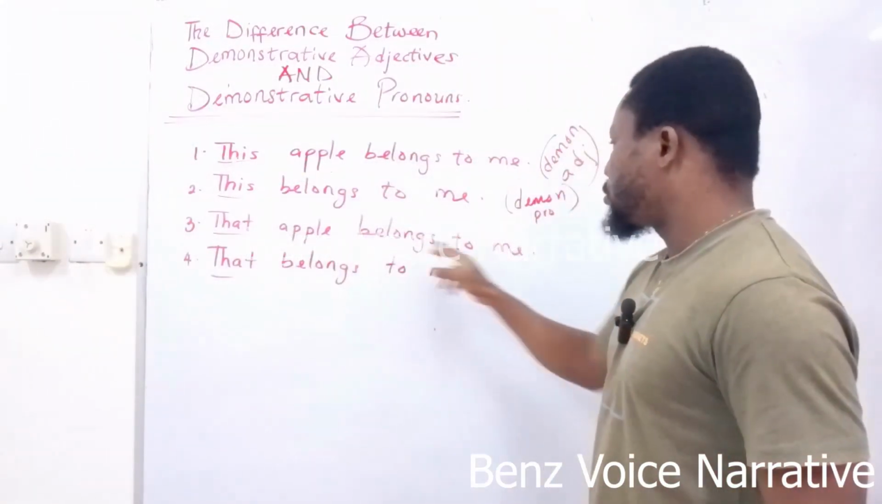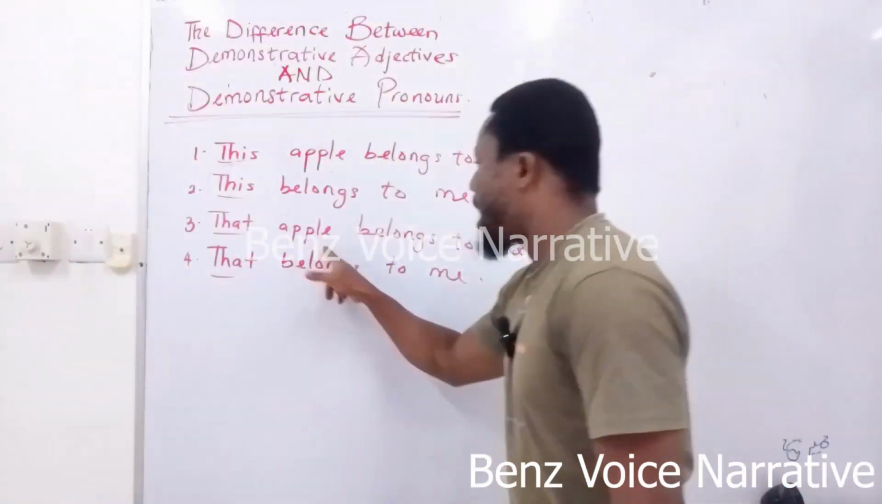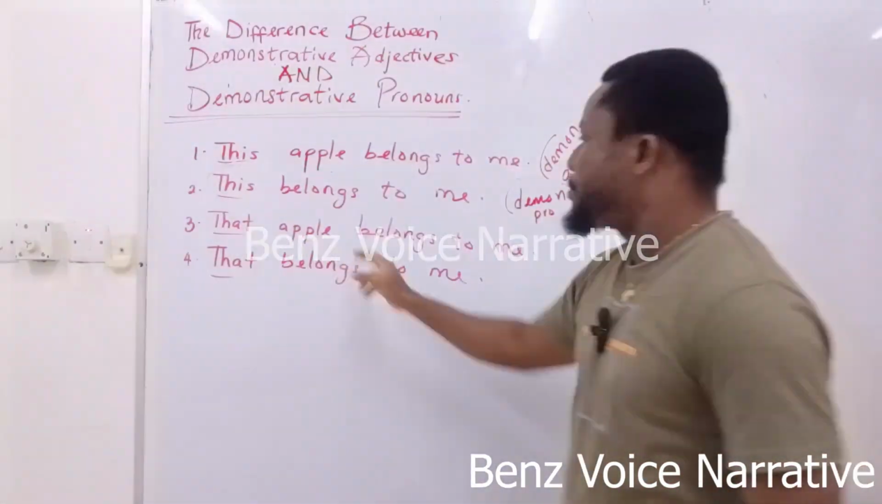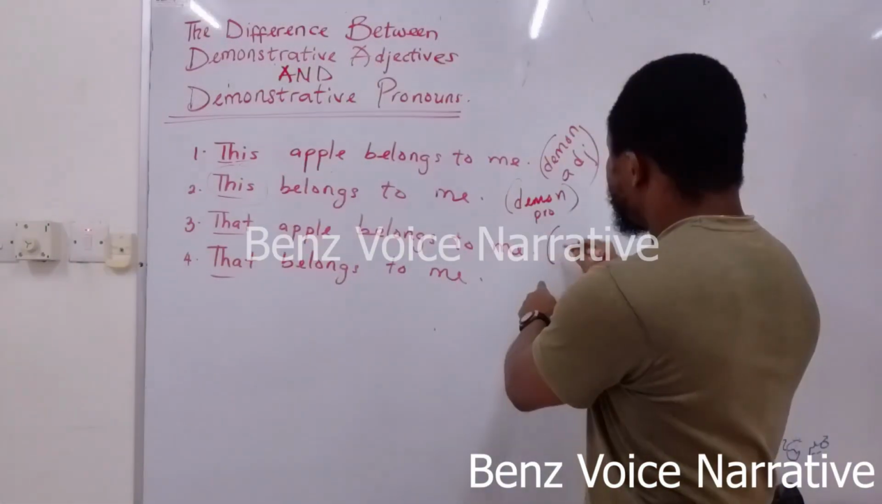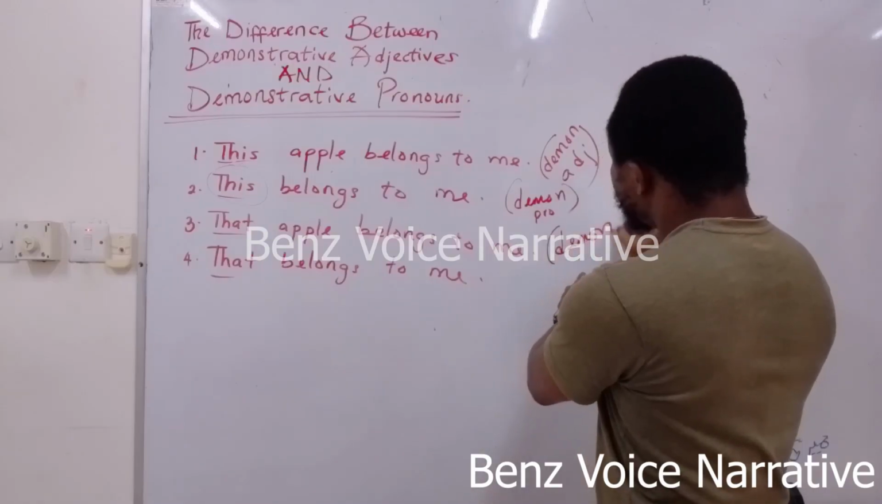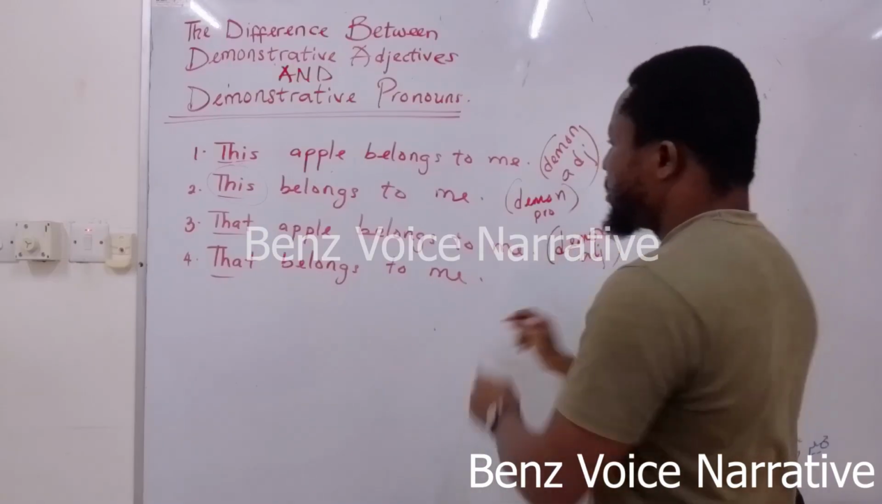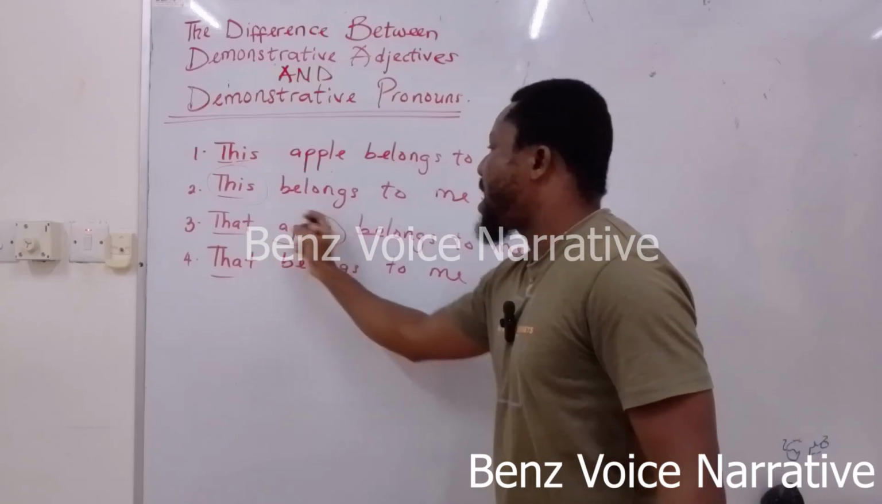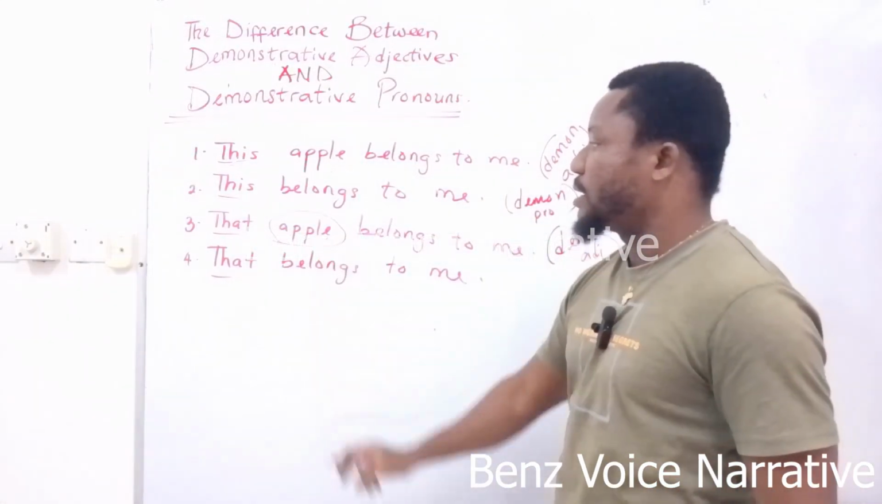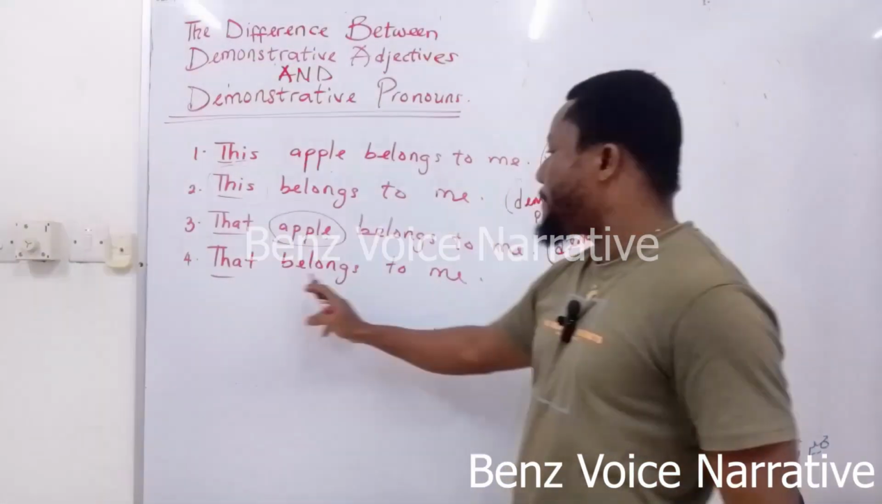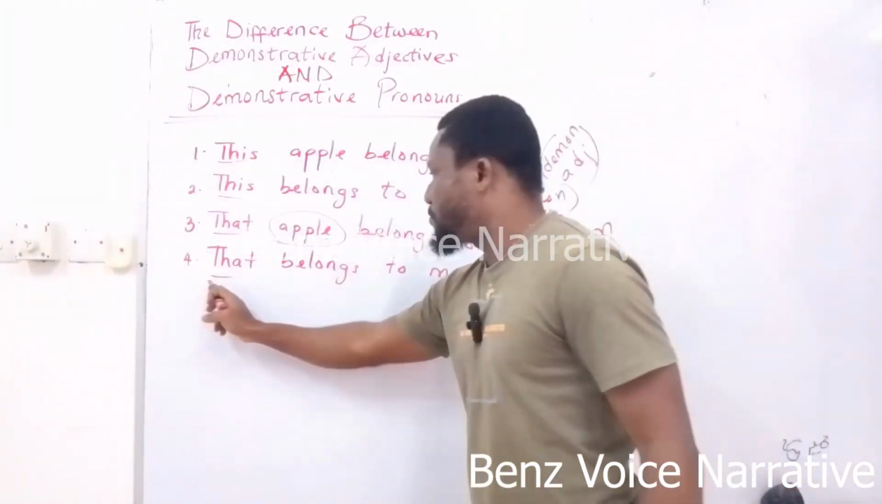That apple belongs to me. What belongs to me? That apple. That one. That apple. So structurally, this is a demonstrative adjective. Remember, the demonstrative adjective must attract the noun. Okay. And here, number 4, that belongs to me. What belongs to me? That.